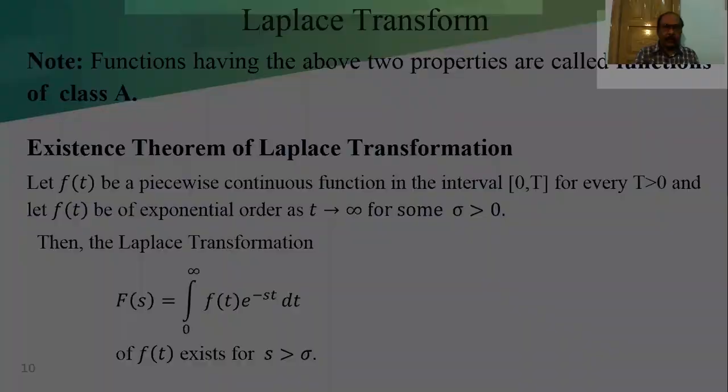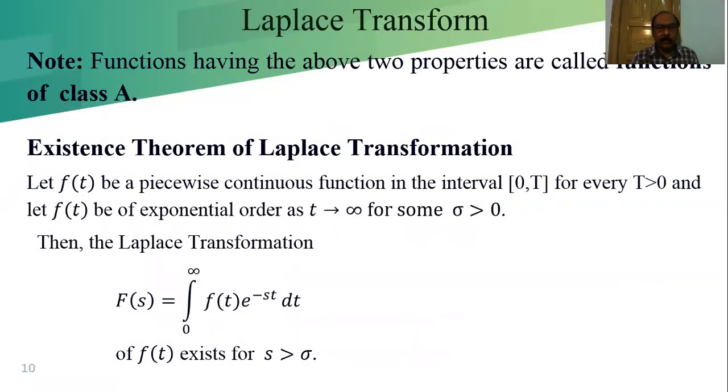So if we consider the function f(t) equal to t to the power n, it has the exponential order. A function having the above two properties is called a function of the class A. Existence theorem of the Laplace transformation.